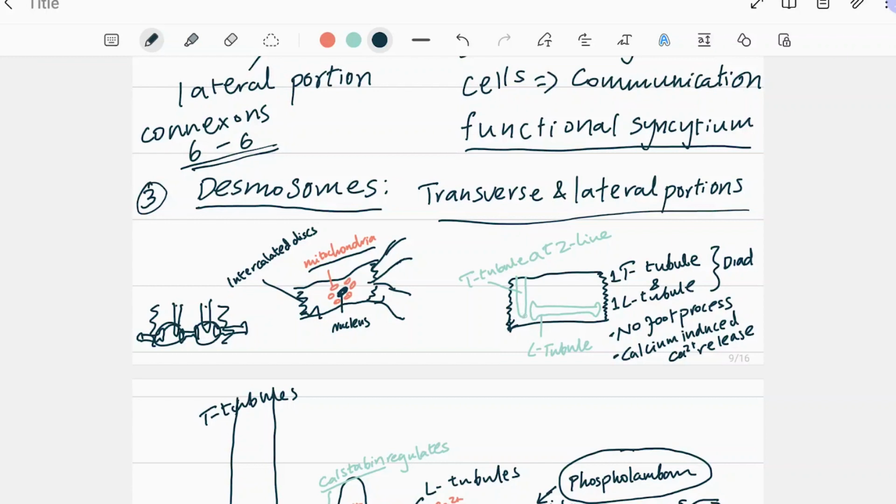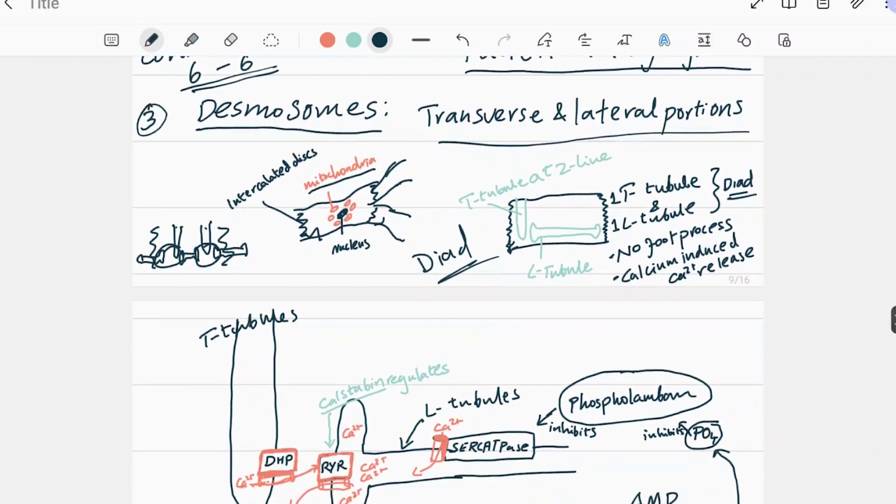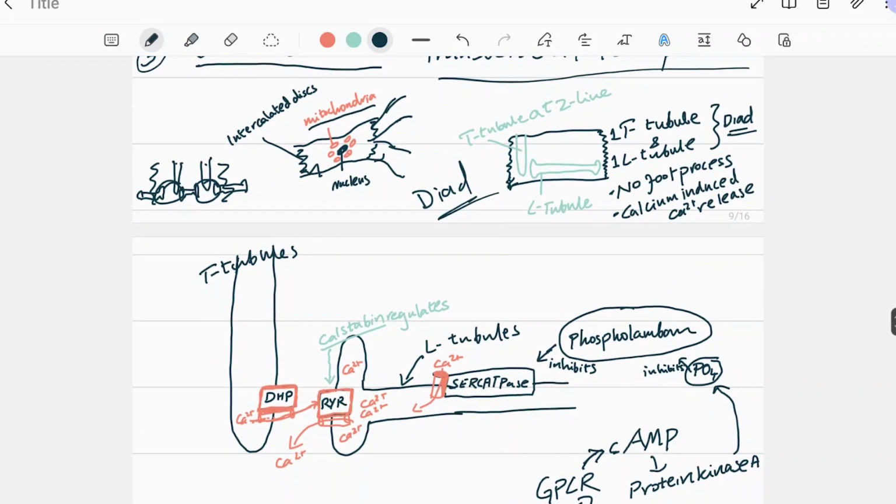You have one single dyad, D-I-A-D, dyad. So what is a dyad? It's one T tubule which is located at the Z line of one sarcomere, and the L tubule that extends throughout the entire length, which releases the calcium. So one T tubule and one L tubule will make up a dyad. There's no foot process over here like in the skeletal muscle. Remember, there was a connection between your dihydropyridine receptor and ryanodine receptor.